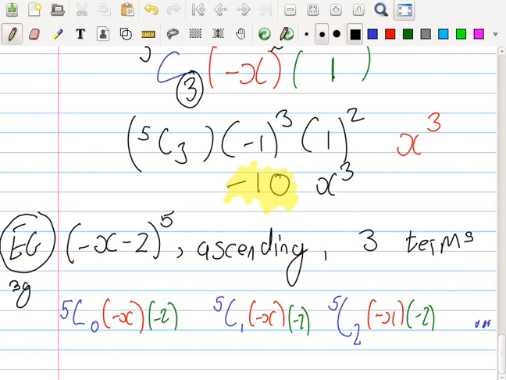Now I have to choose the powers carefully. I want it ascending. So what do I start with the x here? 0, 1, 2. And then here, 5, because remember the total still needs to be 5, and we start at the other end. 5, 4, and 3, and add them together.